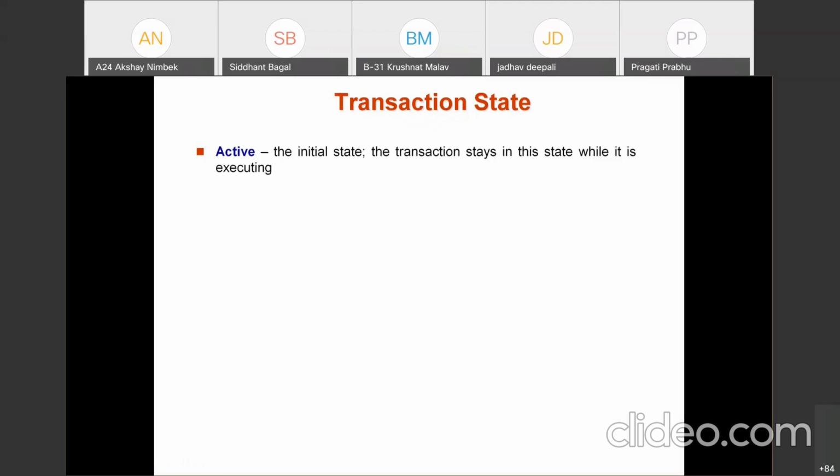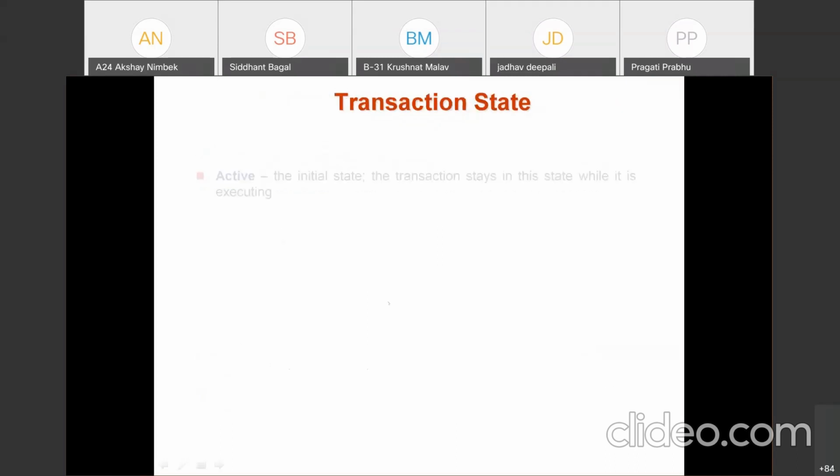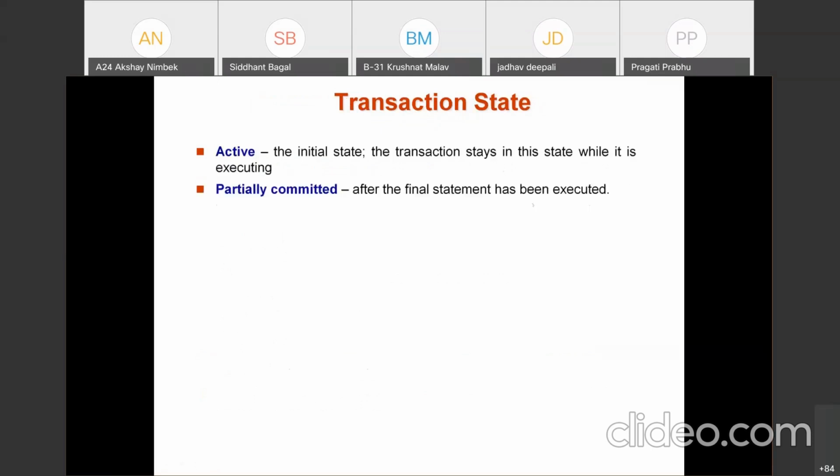It is the initial state, and the transaction stays in this state while it is executing. Suppose we start the transaction T1 which reads the value of A, then performs A = A - 50 and so on. In that case, the transaction is in the active state, executing instructions. Now, partially committed: after the final statement has been executed. When the final instruction, write B, is executed, then we can say partially committed.